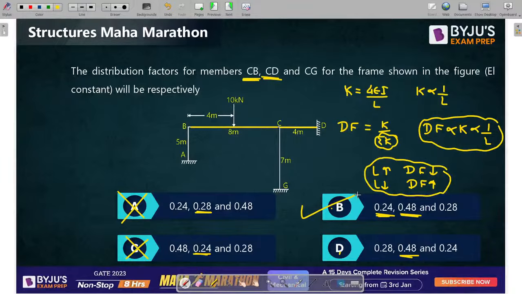Now tell me, guys, without solving the problem, still we are able to solve it. That's why the correct answer is B, not D. Now tell me, guys, is it easy or difficult?